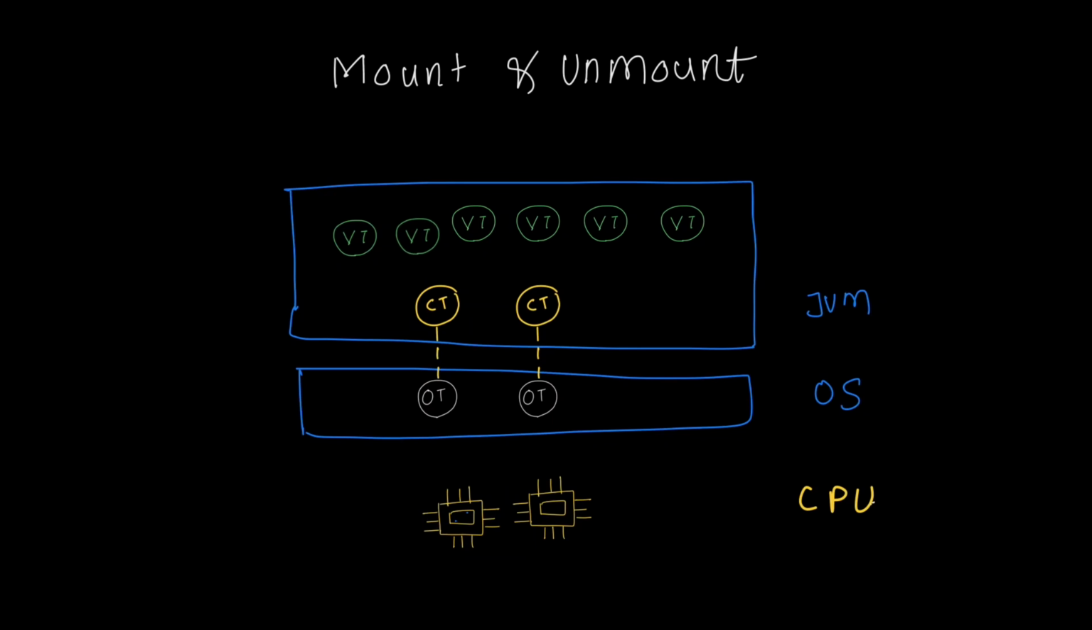Then it will get unmounted, and when the IO operation because of which the virtual thread was blocked is completed, the virtual thread can get mounted again on a carrier thread. And this allows the JVM to create as many virtual threads as possible. It can create millions of virtual threads to handle millions of requests. So let's look at the code now and see how we can create virtual threads in Java.